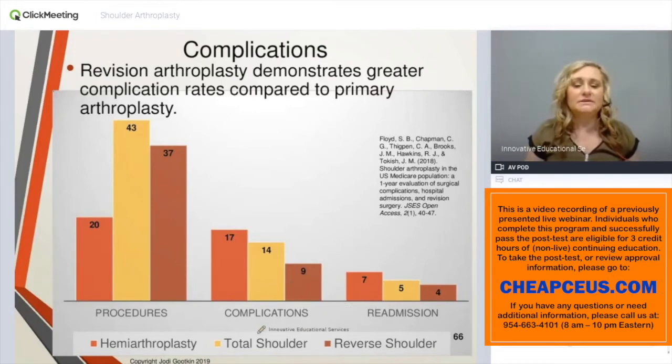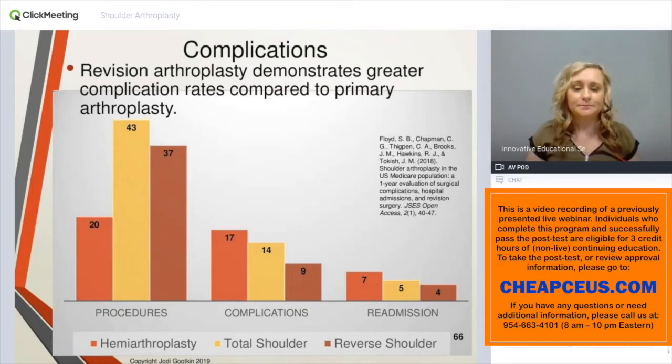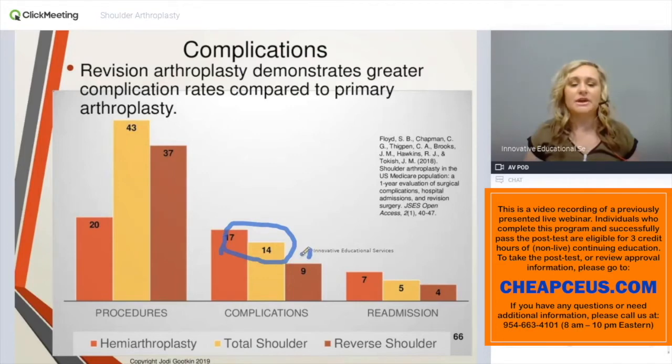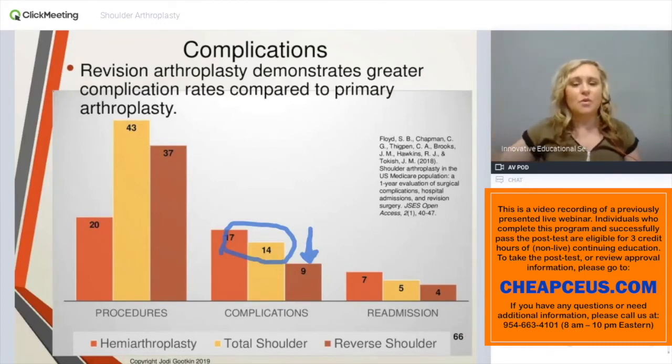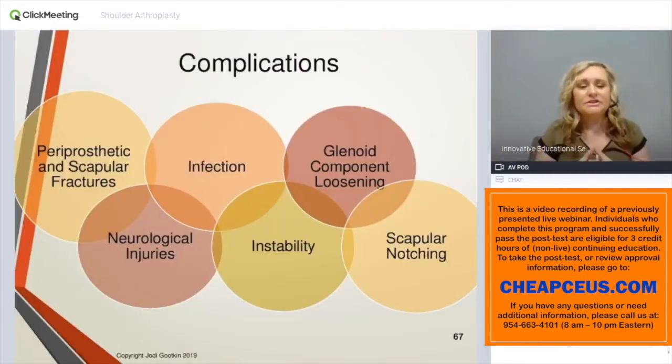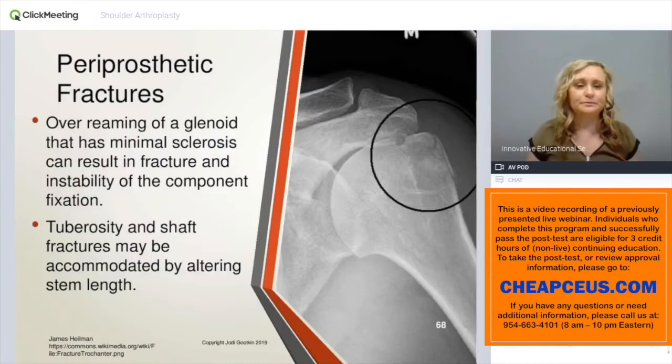What they tend to find is similar complication rates in both the hemi and the total shoulder, and then as of now, less complication rates seem to be occurring in that reverse, but it's also not utilized as commonly. So I think we're going to start seeing the research emerging more, looking at the complication rates. The potential complications that patients may experience could be short-term or long-term following their shoulder replacement surgery.